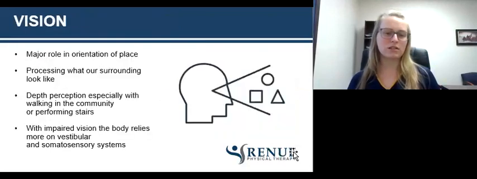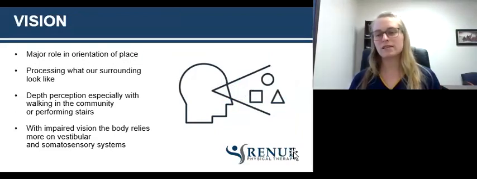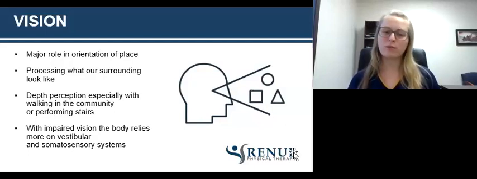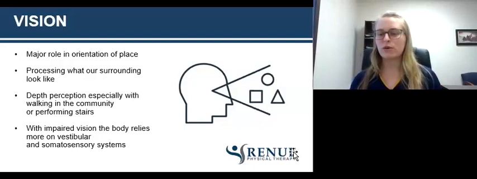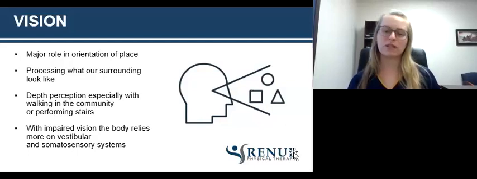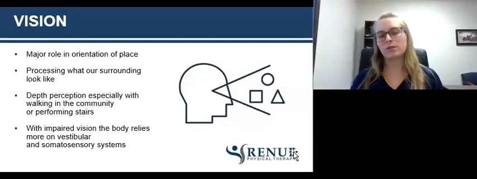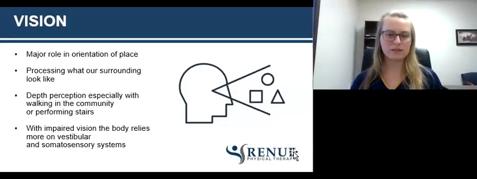Next, we have vision. Vision is another very important factor when it comes to maintaining your balance. If you cannot see properly, it may be hard to distinguish one step from another or prevent you from tripping on a rug or clutter in your home. Vision is the main system that allows you to orient yourself to where you are and what kinds of things are in your surroundings. Depth perception allows you to differentiate one step from another or safely walk in the community with navigating curbs or uneven sidewalks. When your vision is impaired, your body relies more on your vestibular and somatosensory systems to maintain your balance.